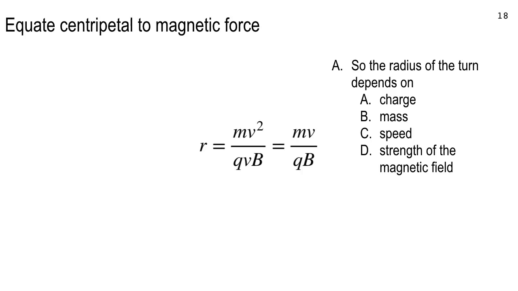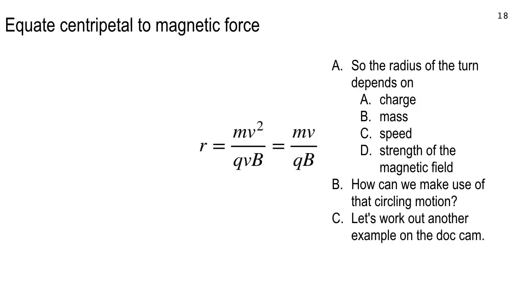I mean, if you can take a strobe photo of your charged particle going through that circle, then a couple strobe photos, you can figure, all right, that's about a radius of 2.5 nanometers or whatever it happens to be. All right? Now, here's our question, and we're going to answer this on the document cam. How can we make use of that circling motion and this equation? All right? And what we're going to do is another example on the document cam together.